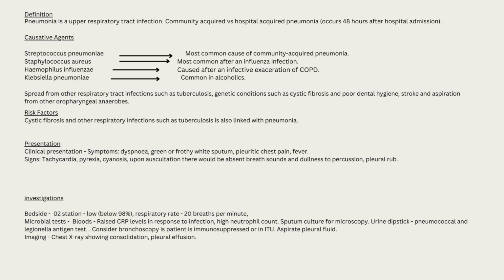By definition, pneumonia is an upper respiratory tract infection. There are two main types. There's community-acquired pneumonia, which occurs outside the hospital setting, and hospital-acquired pneumonia, which occurs 48 hours after a hospital admission.